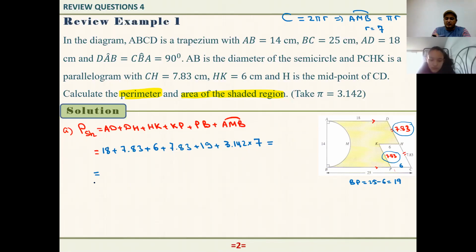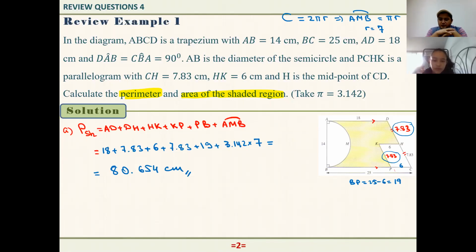So if you just add them up, can you add them? 18 plus 7.83 plus 6 plus 7.83 plus 19 plus 3.142 times 7. That is equal to 80.654 centimeters. Oh, I see. I get it. Okay.